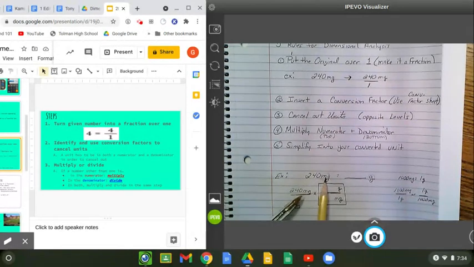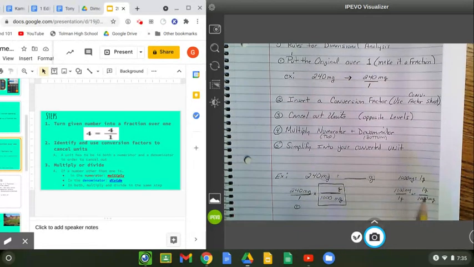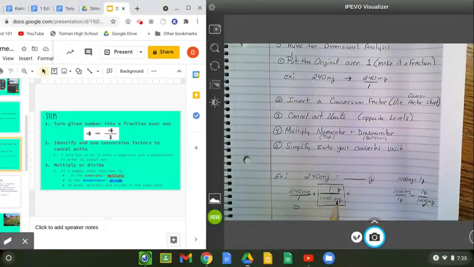I don't need these anymore. I'm trying to convert to the new unit. So in order for me to get rid of milligrams, they have to be on opposite levels. Milligrams on the bottom means I put the 1,000 on the bottom and then the 1 gram up top. So this conversion factor is the one that I chose, because I needed the milligrams at the bottom in order to cancel out.